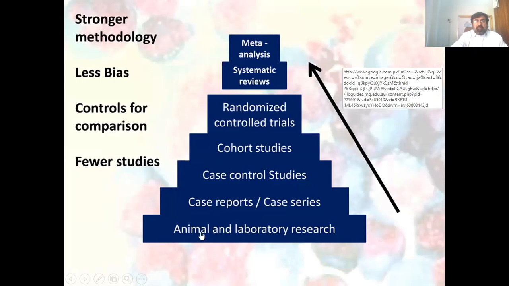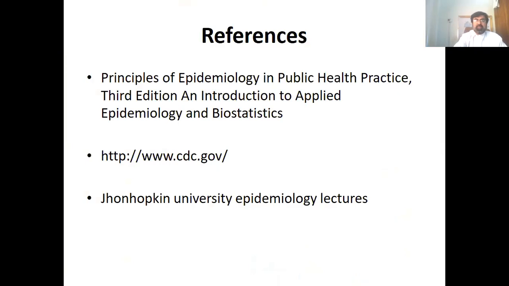First, we have to do animal and laboratory research, then case control and case series, then cohort studies, and at the end we do randomized control trials, then the systematic reviews, and at the end we do meta-analysis. This is how we conduct research. First, decide which type of study, followed by other types of designs. And these are the references.